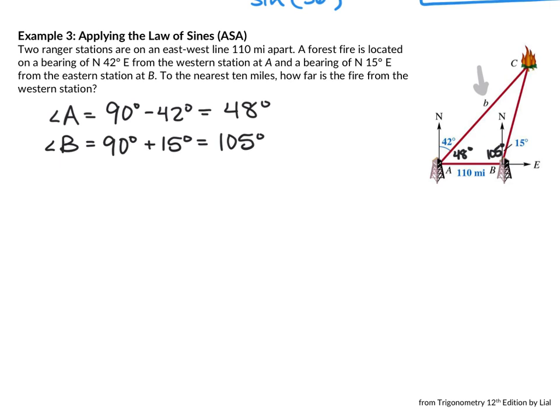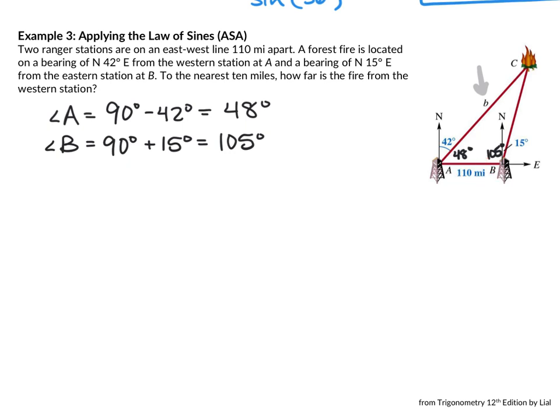Do we have to find angle C? Sometimes that would be a no, but we have to know a full proportion to be able to use the law of sines. I'm looking for B, and I know angle B. Do I know side length A across from A? No. Do I know side length C across from C? Yes. So I actually do need to solve for C here because it's going to be the full proportion I know.